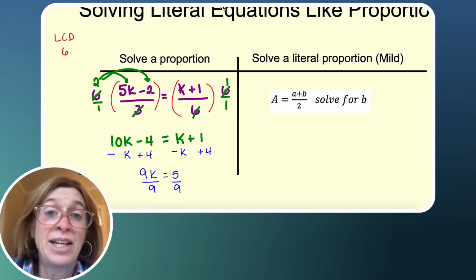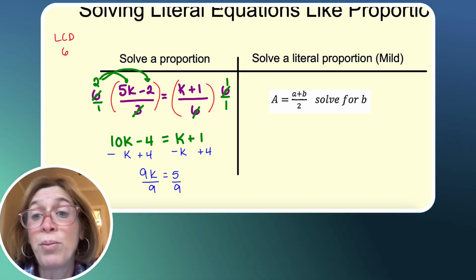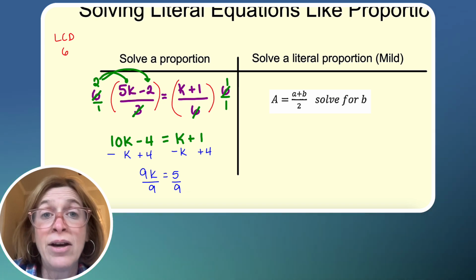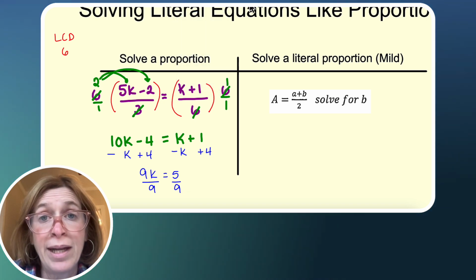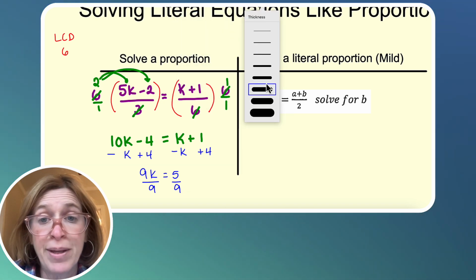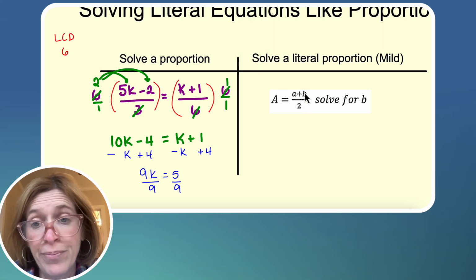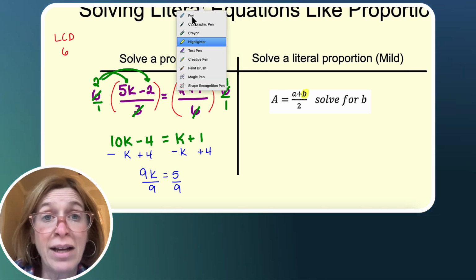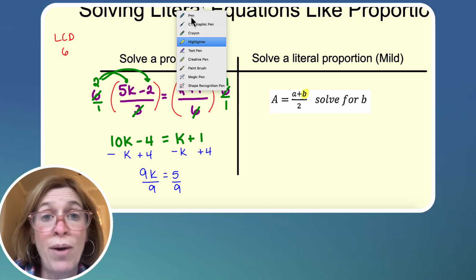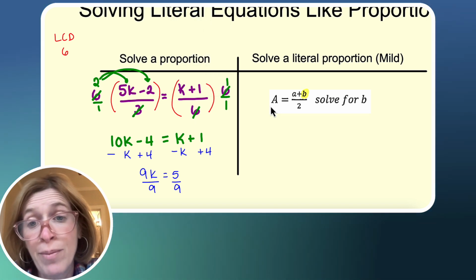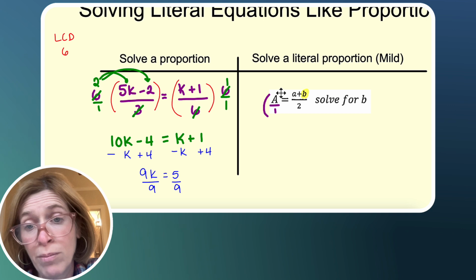I can do the same thing when I'm solving a literal proportion. So this says solve for b. I'm going to isolate the b. So that means I need to get b alone. So that 2 is in the way. I have an equation with fractions, so I need to clear the fractions. Remember, A is like it's over 1, so I'm going to multiply both sides by the lowest common denominator, which is 2.